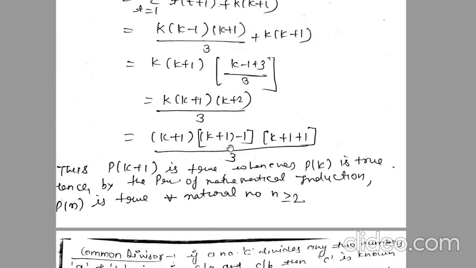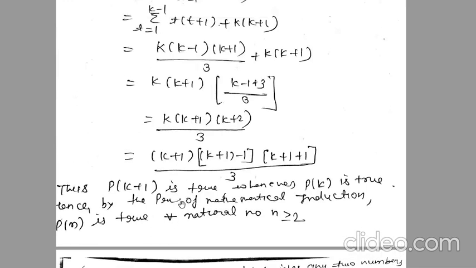So k plus 1 minus 1, and k plus 1 plus 1 means 2. You can write 1 plus 1 and k plus 1, and k just add and subtract 1, there will be no difference, upon 3. So thus P(k plus 1) is true whenever P(k) is true. Hence by the principle of mathematical induction, Pn is true for all natural numbers starting from n greater or equal to 2.